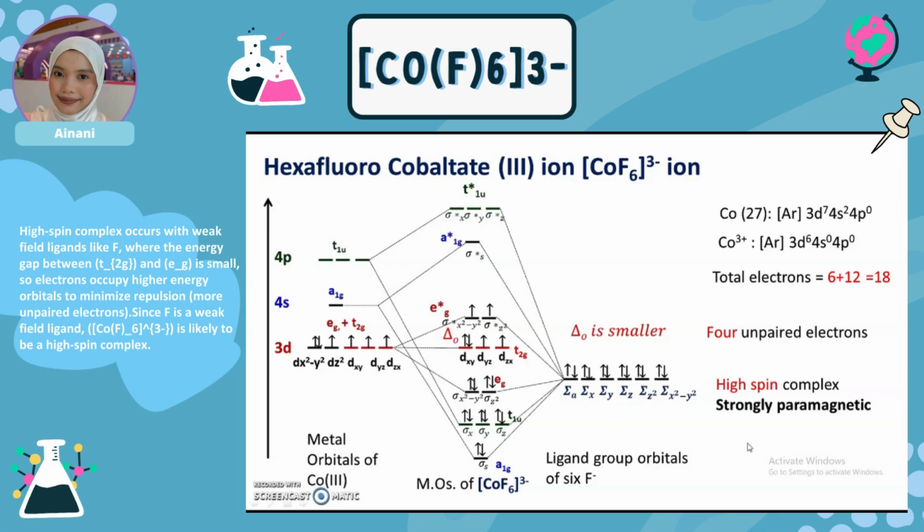Ensure that all 45 electrons are accounted for in the MO diagram, with unpaired spins and following the energy level order. High-spin complex occurs with weak field ligands like F-, where the energy gap between t2g and eg is small, so electrons occupy higher energy orbitals to minimize repulsion, giving more unpaired electrons. Since fluoride is a weak field ligand, CoF6 3- is likely to be a high-spin complex.